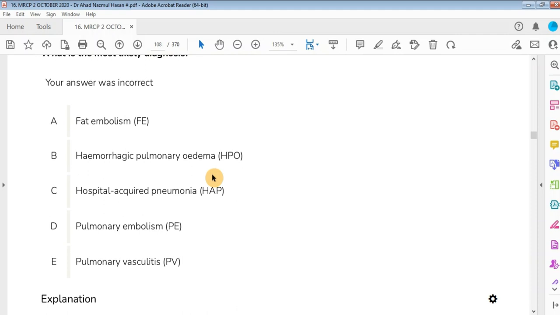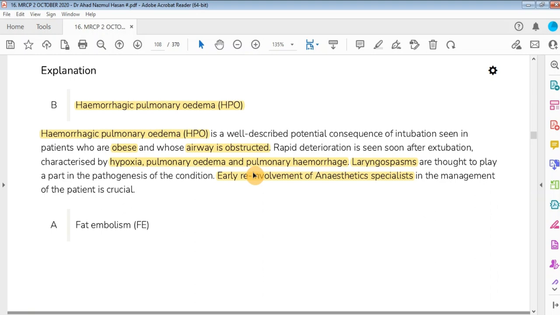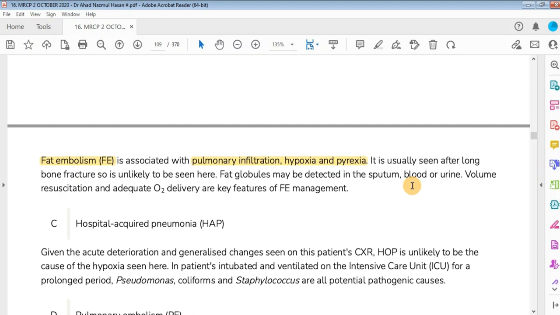Hemorrhagic pulmonary edema is a well-described potential consequence of intubation seen in patients who are obese and whose airway is obstructed. Rapid deterioration is seen soon after extubation, characterized by hypoxia, pulmonary edema, and pulmonary hemorrhage. This patient will have a history of intubation and ventilation, and there should be rapid deterioration following extubation. And laryngospasm is the underlying pathophysiology. And fat embolism is usually seen following the fracture of a long bone.